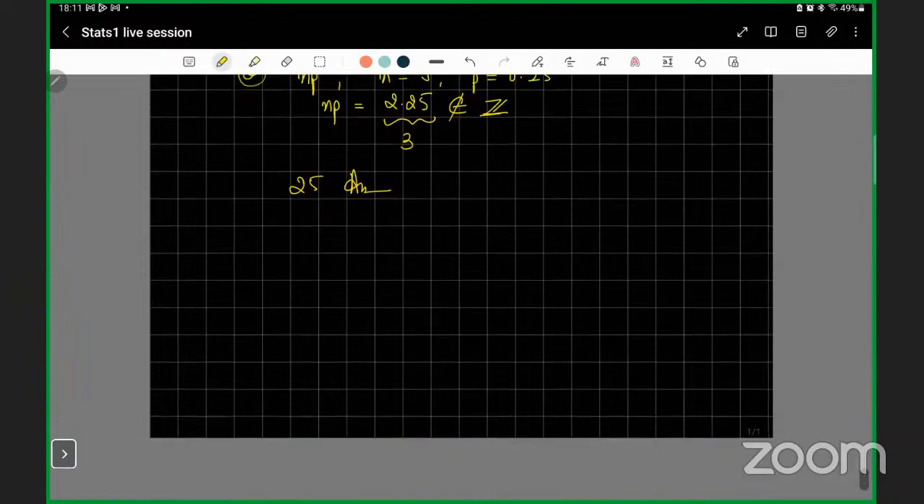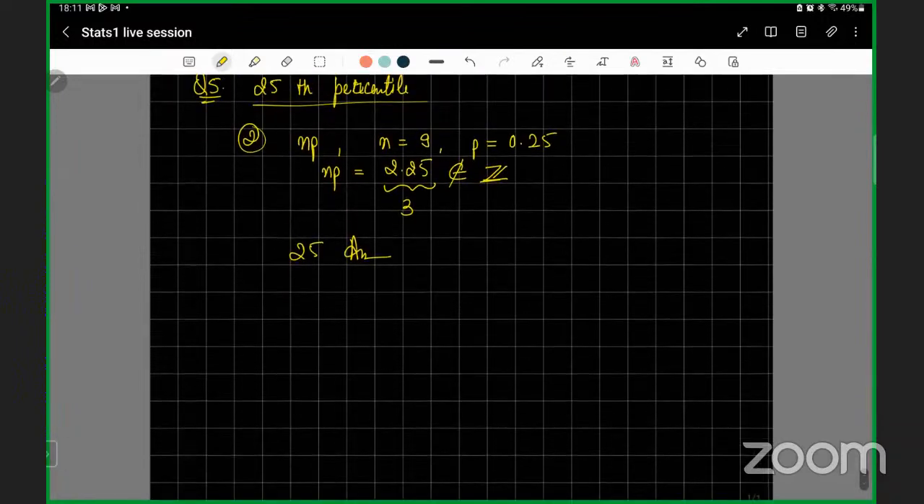Ma'am, I have a doubt in activity question number 3.1. Hello. Activity question number 3.1. Okay, first let me clear Pranjali's doubt. Question number 2. Yeah, it is question number 2, activity 3.2.